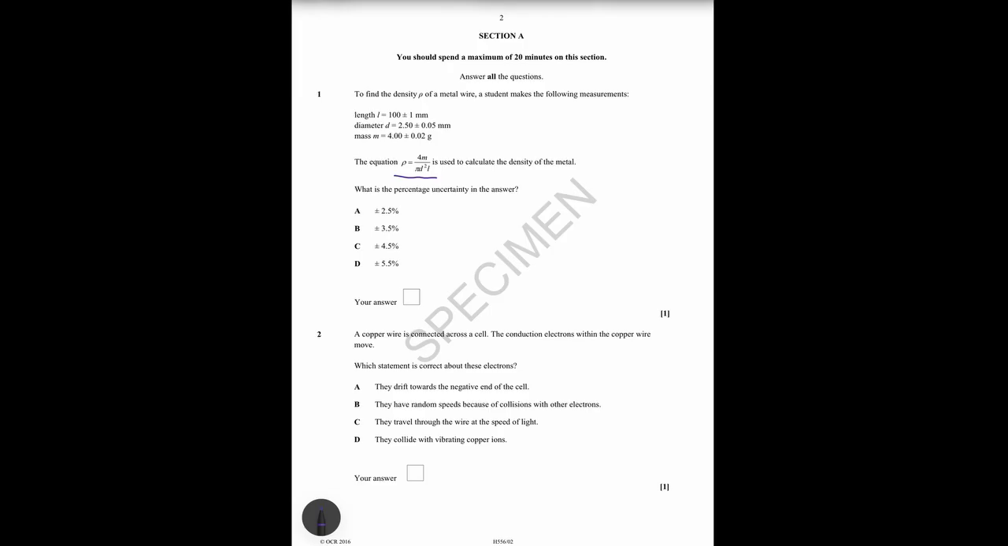Okay, so I'm just going to work out the percentages of them individually. What's the percentage error in L? 1 divided by 100 times 100 is going to be 1%. The percentage error in the diameter is going to be 2%. And then the percentage error in the mass is going to be 0.5%.